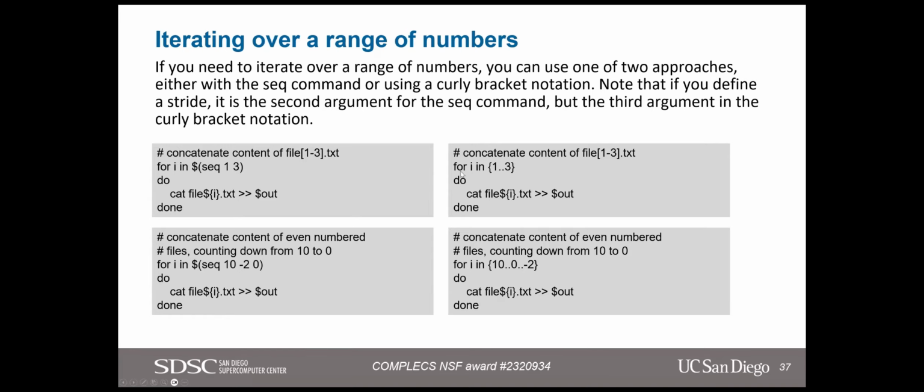Using the curly bracket notation is going to do the exact same thing. Essentially, it's going to loop 3 times, again doing the exact same thing. However, you might want something more complicated. In the sequence, your stride is going to be the second parameter. In this second one, we are starting from 10, dropping down by 2 each time, and then stopping at 0. So again, the difference is that with seq the stride is the second parameter, while in the curly brackets the stride is going to be the third parameter.